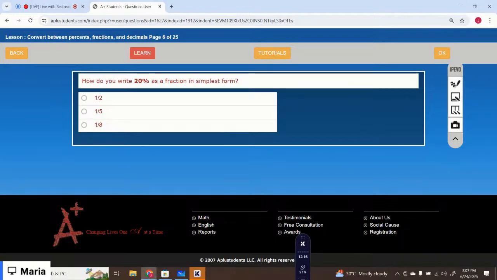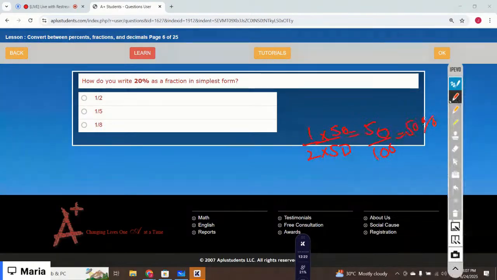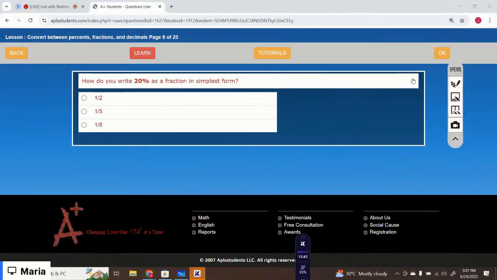How do you write 20% as a fraction in simplest form? 20% means 20 over 100. So 20 times 1 is 20 and 20 times 5 is 100. That is 1 over 5, option number 2 is the correct option.